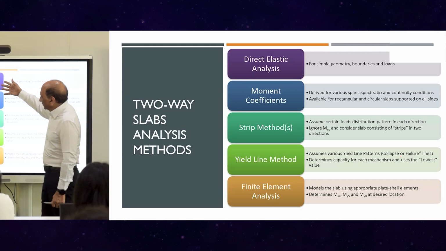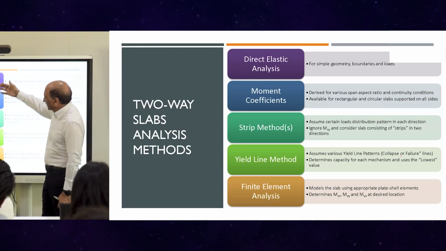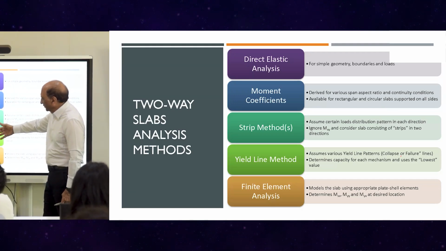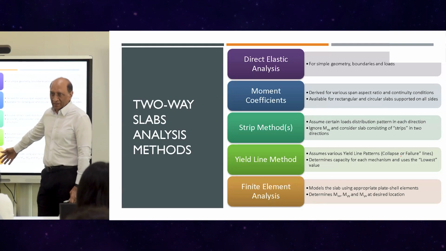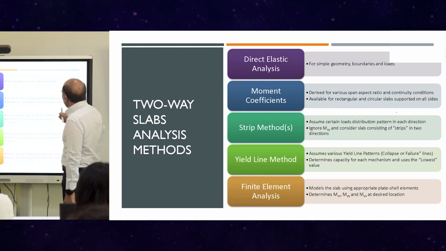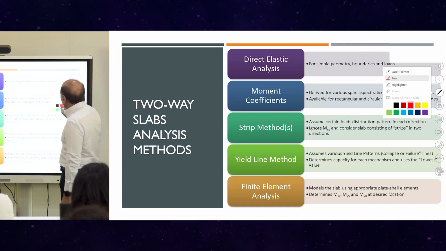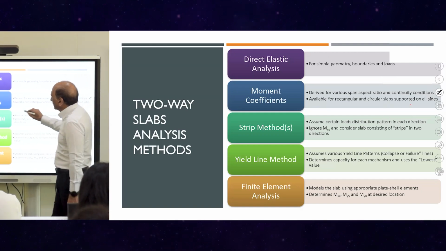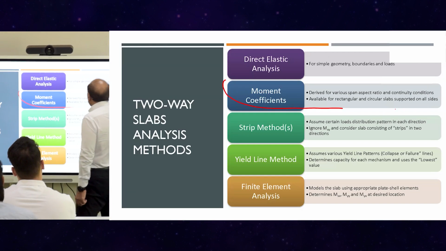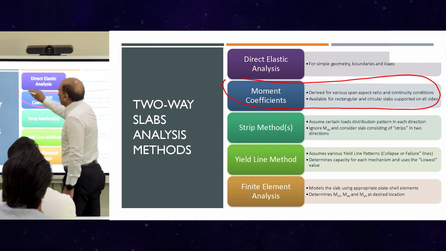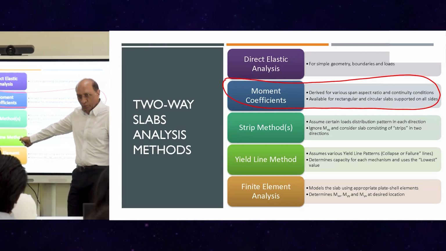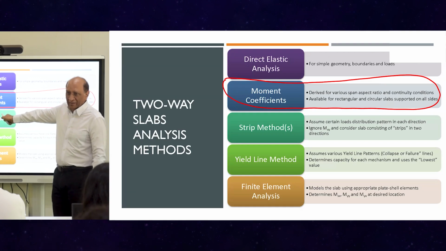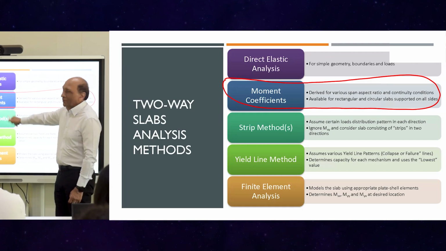So there are many methods people use: elastic analysis, moment coefficient, strip method, yield line, and finite element. So when we were studying, we only had real access to something like this one, moment coefficient. The others could be used, but very time consuming. I would spend my whole day on one slab and will not get enough money to do that. So we use moment coefficient.